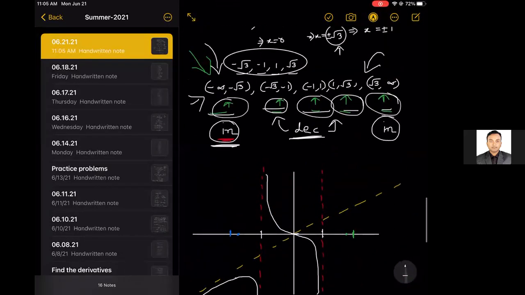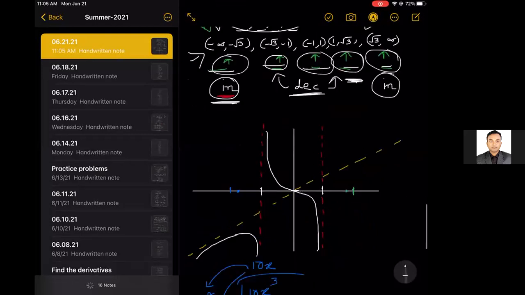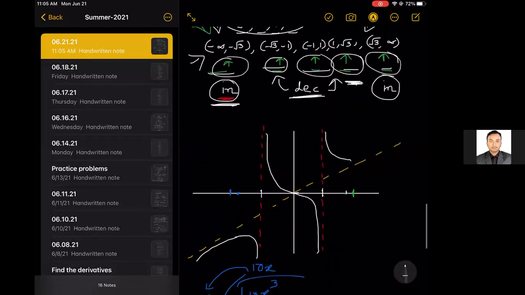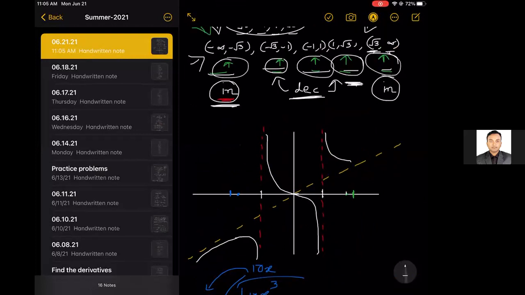And again, we know from 1 to positive infinity, a positive square root of 3, it's decreasing. So that's my 1. That's positive square root of 3. It's decreasing, so it will behave like this. And from positive square root of 3 to infinity, it's increasing. So it will go like this.